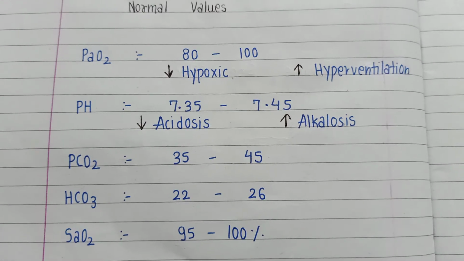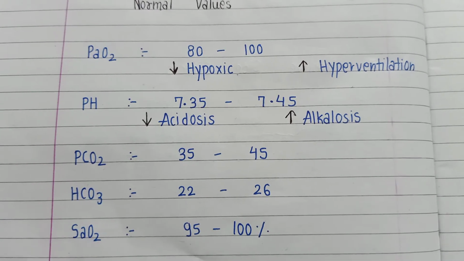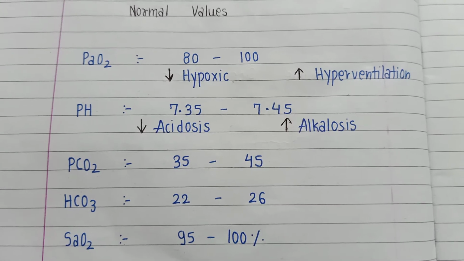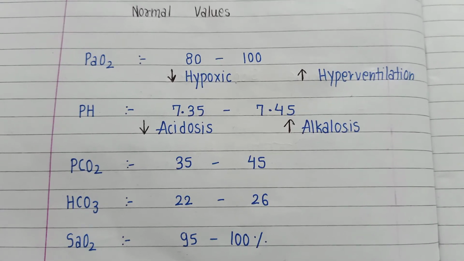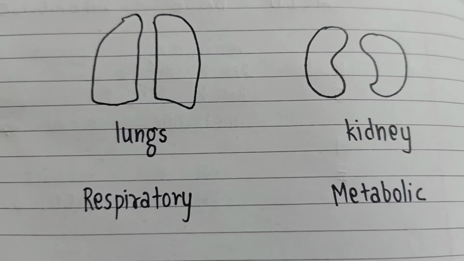Now the PCO2 value is 35 to 45, the bicarbonate value is 22 to 26, and the saturated oxygen normal value is 95 to 100%. These normal values are very important to interpret the ABG.